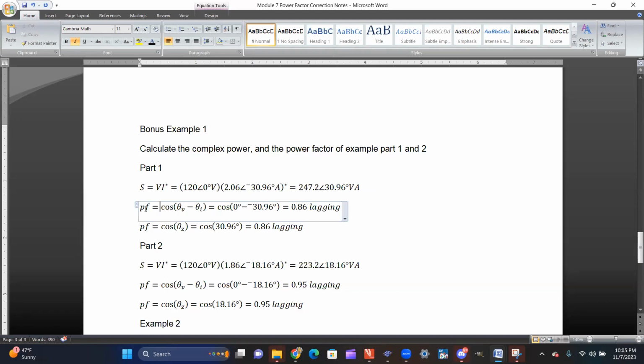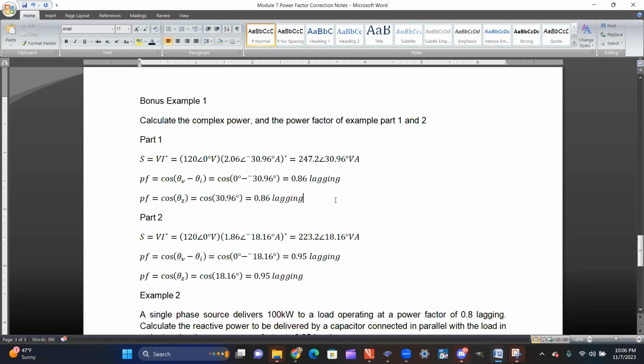We want to calculate the power factor. We can do it a couple different ways. We can take the cosine of the voltage phase angle minus the current phase angle. Therefore you get 0.86 lagging, or you could take the cosine of the impedance phase angle, which gives you the same thing.